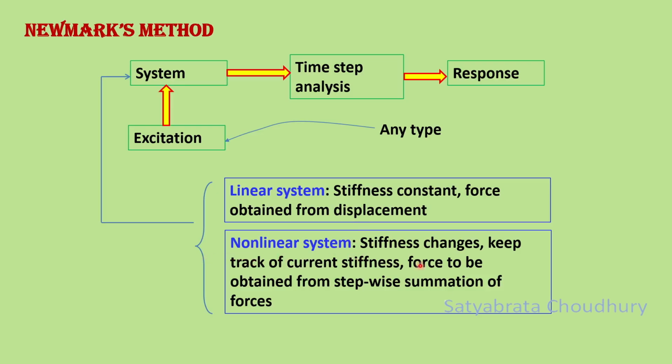Or the system can be a non-linear system where stiffness will change from time to time. It changes at particular times, which are called event points, and we have to keep track of the changes in stiffness at those points. Because the stiffness is changing, the force-displacement relationship is not linear, so using the stiffness we cannot get the force or displacement in a reciprocal way. We use stepwise summation or cumulative values of the forces or displacements.